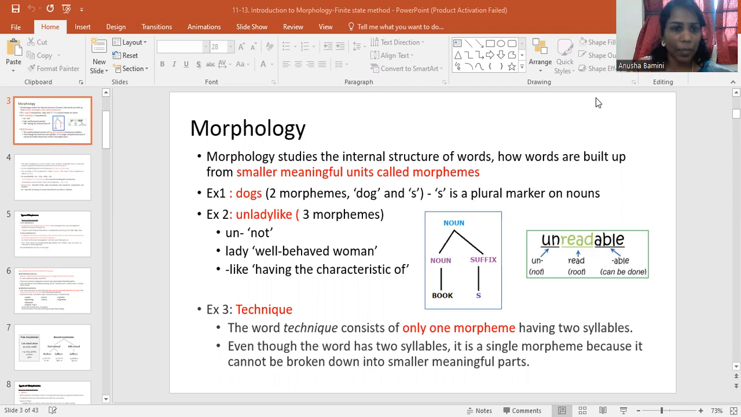For example, the first one given is dogs. When we split the word, we get two morphemes, dog as well as s. From that, dog has a specific meaning. We know it is an animal. This is called identifying a morpheme.